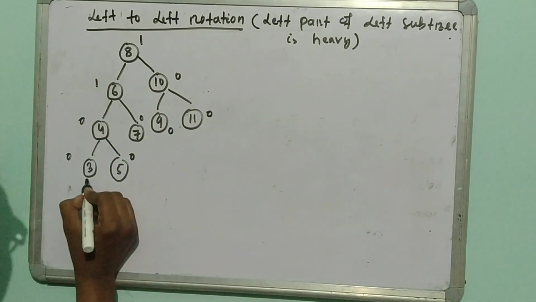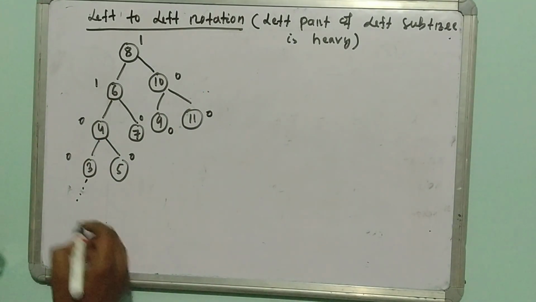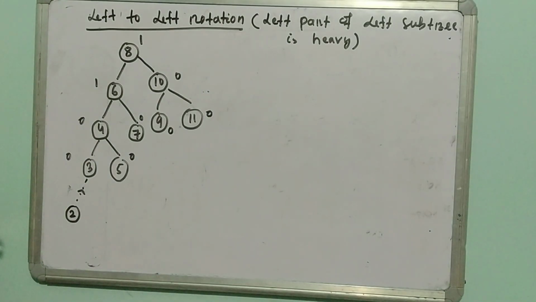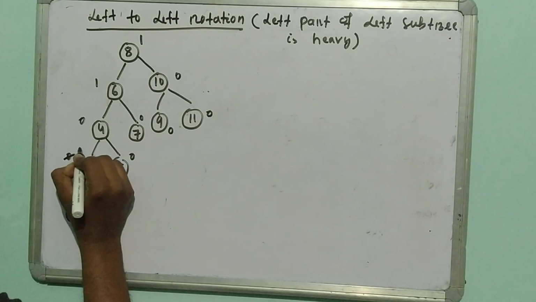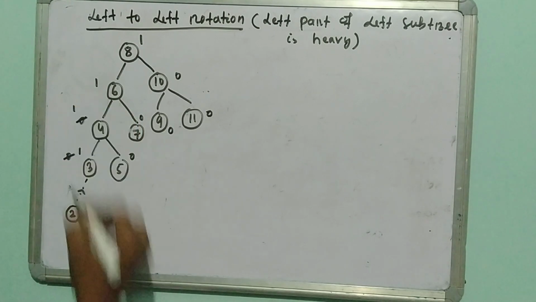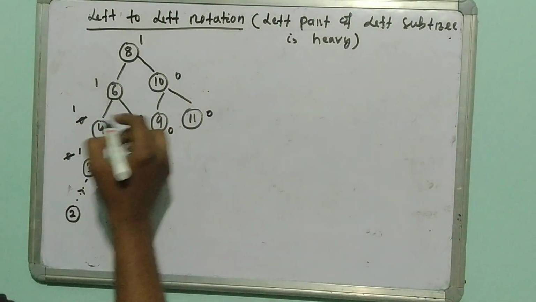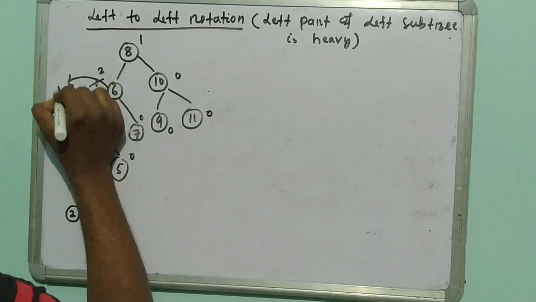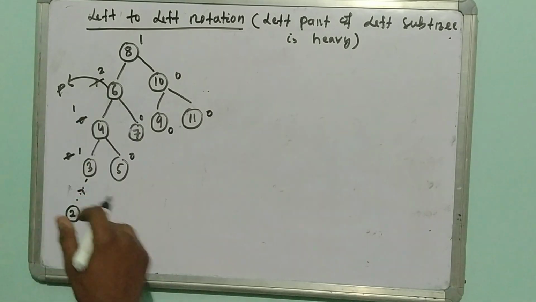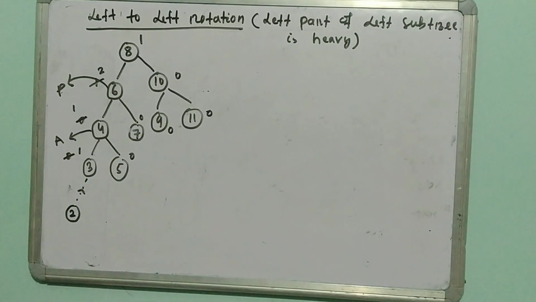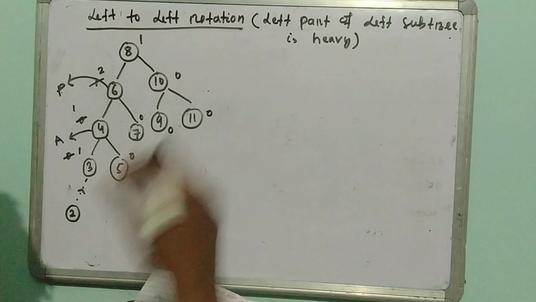Now we are making an insertion here. We insert 2 here. Whenever we insert 2, the balance factors change: this becomes 2, this becomes 3, and that becomes the pivot node P. Obviously the left child of the pivot node becomes A. So we have to make a left to left rotation to make it balanced, using some equations.